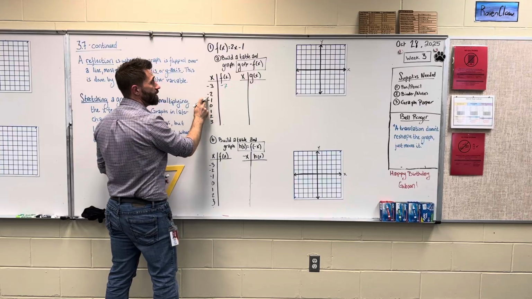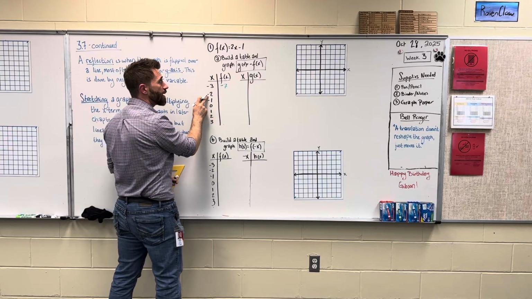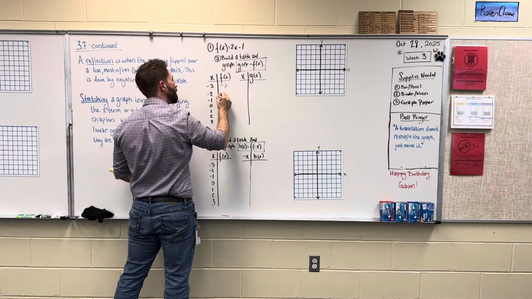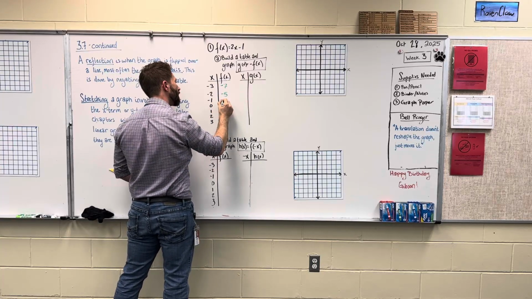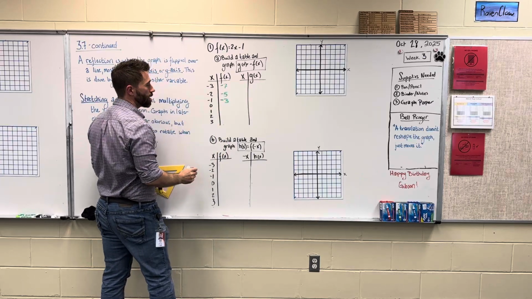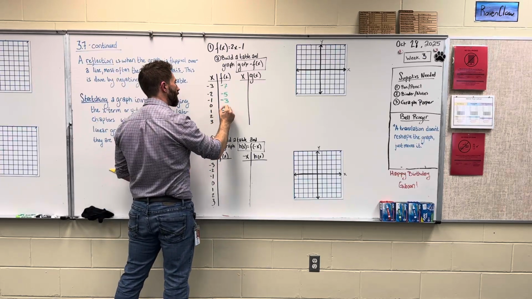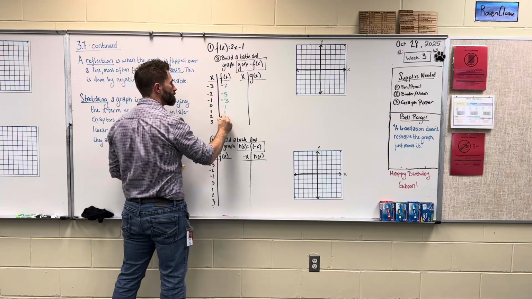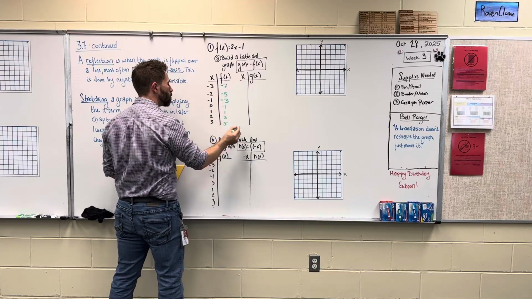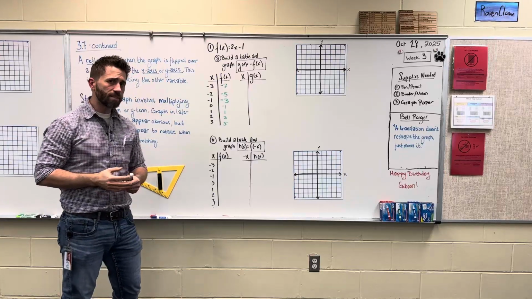Okay. If I double my input, double negative 2 is negative 4. Negative 4 minus 1 is negative 5. Double the negative 1 becomes negative 2. Negative 2 minus 1 becomes negative 3. Double the input, subtract 1. Double the input, subtract 1. That's realistically how long this should take.